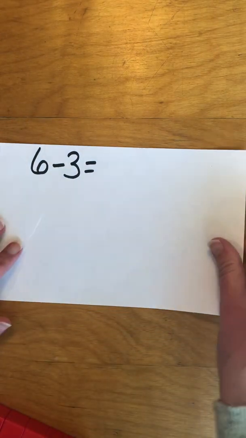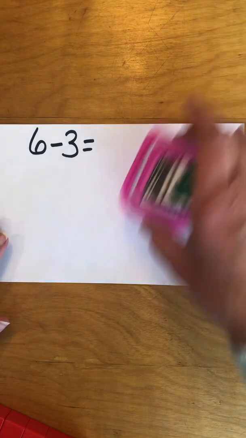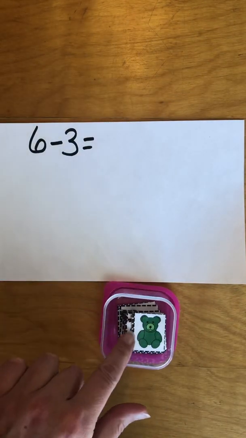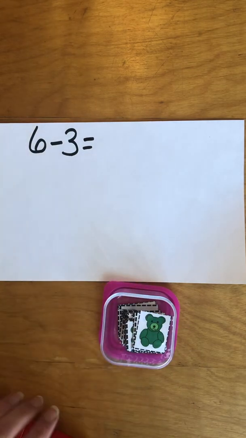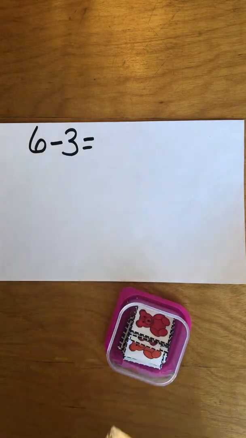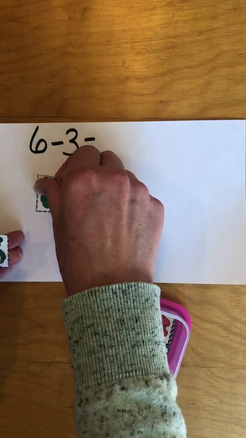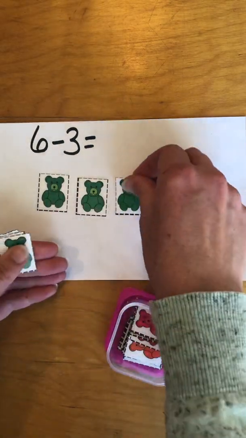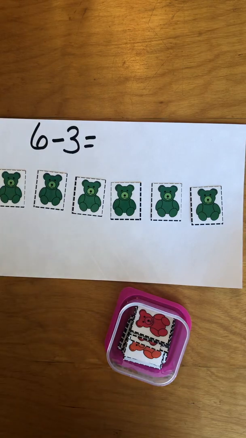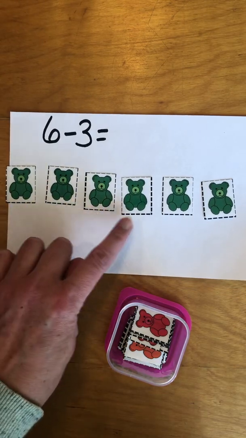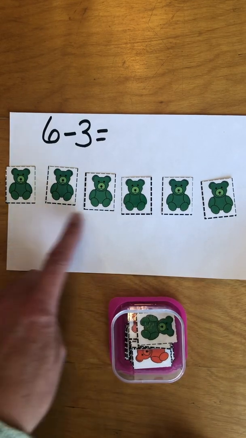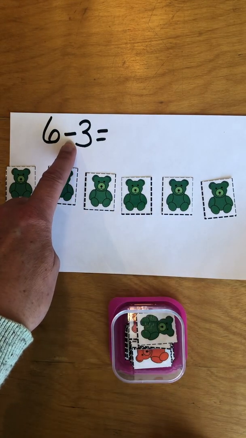Going to need our bears. We can use a lot of different materials to make our problems. Let's make this problem using bears. 6, take away 3. So I'm going to count out 6. Make sure you have 6. Okay, we have 6. Now the next step, take away 3.